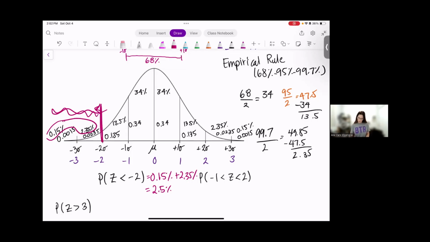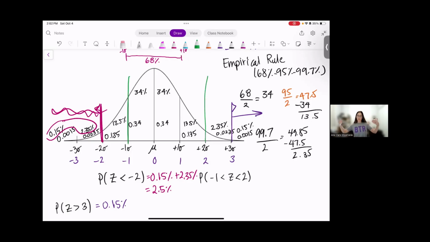What about greater than 3? I would go to 3, draw a little arrow, and add everything that was to the right of my arrow. Not just one section, it's everything that's to the right. Well, the only thing that's to the right of that is 0.15%. Very unlikely to be more than 3 standard deviations away from the mean. It's unusual.